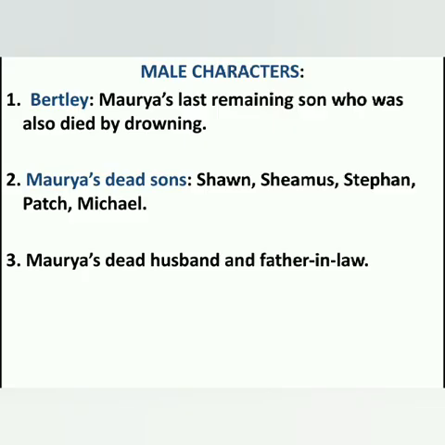So in this play, Maurya also mentions the names of her dead sons, who are Sean, Seamus, Stephen, Patch and Michael. At this point, we have to understand one thing: before the play started, Michael was missing. And in the course of the play, the playwright J.M. Synge makes this point clear that Michael is now no more. He was also drowned. In this play, Maurya also mentions her dead husband and her dead father-in-law.